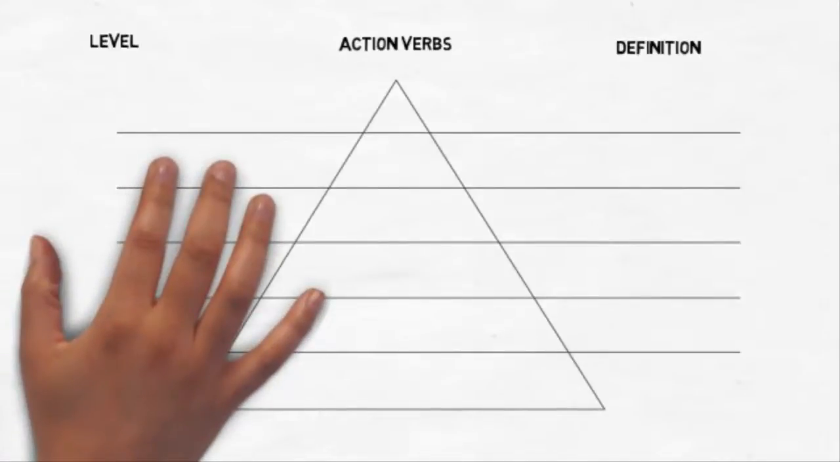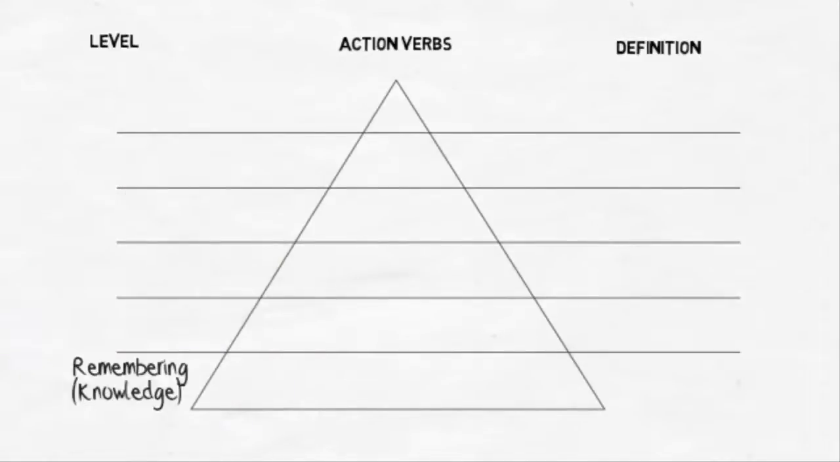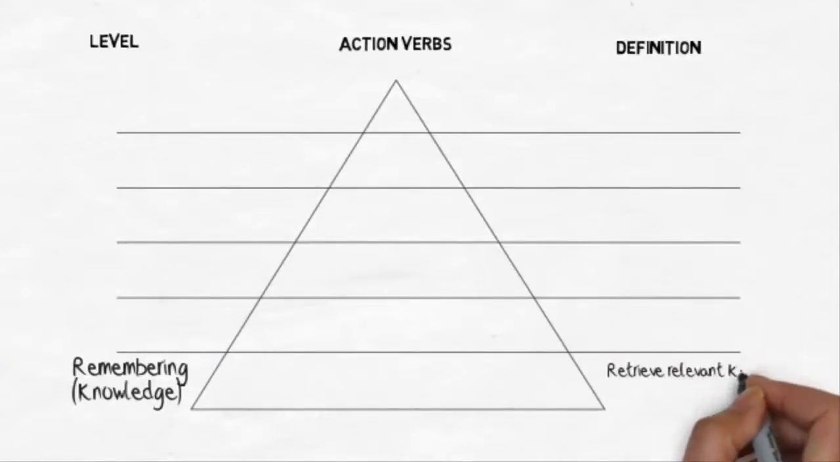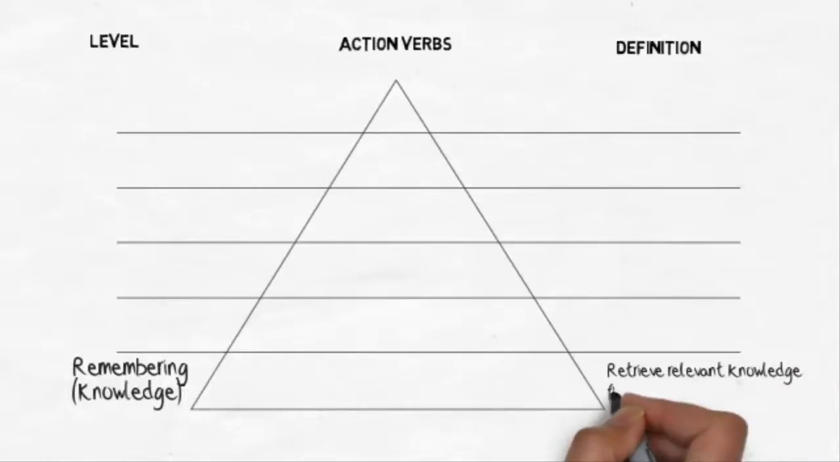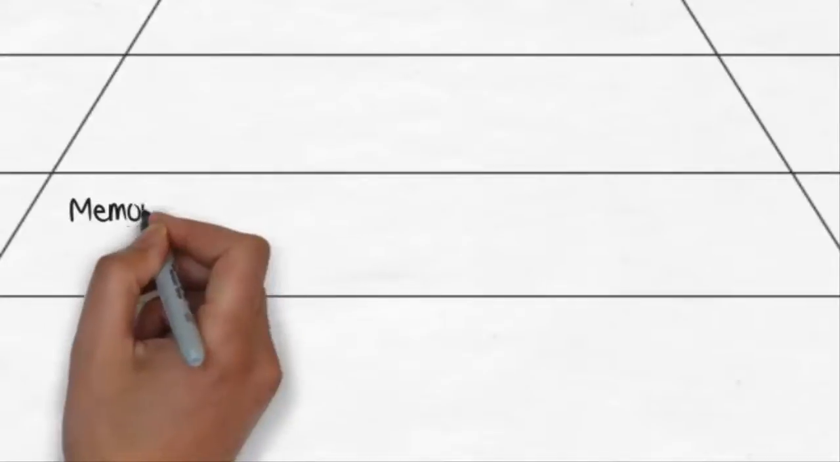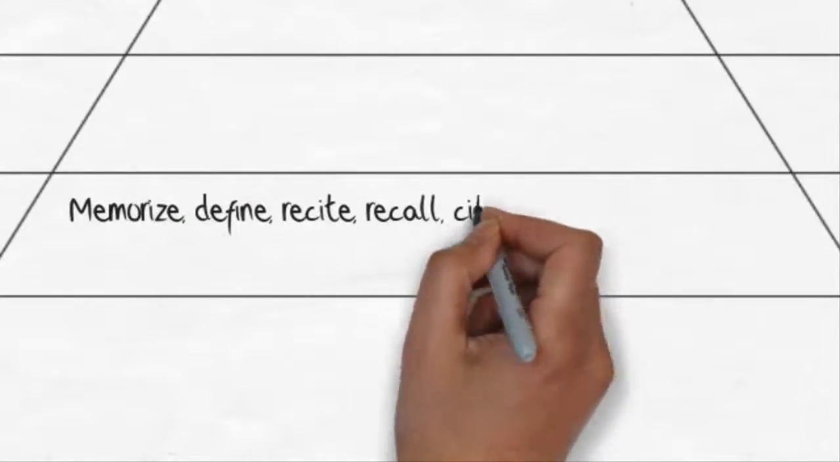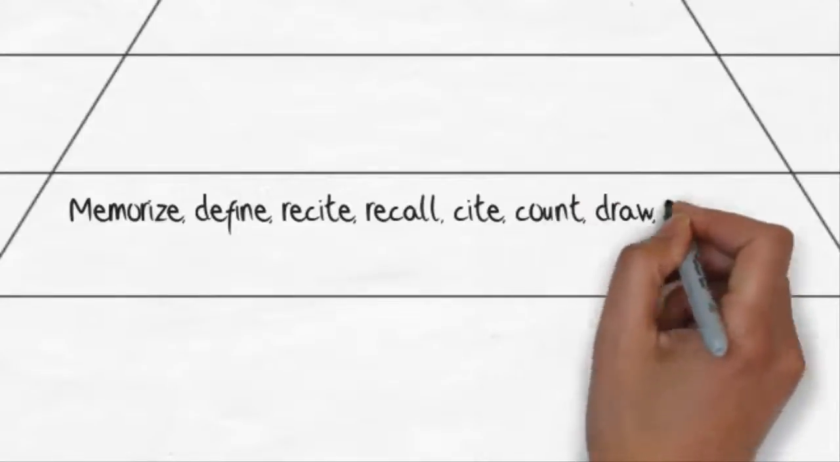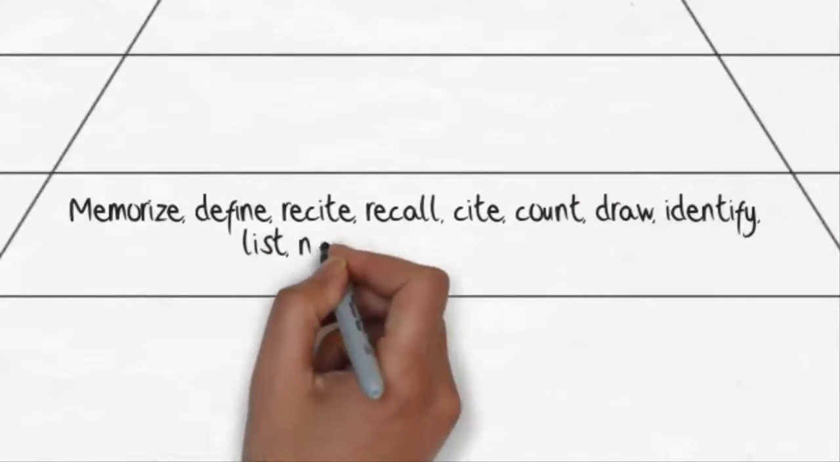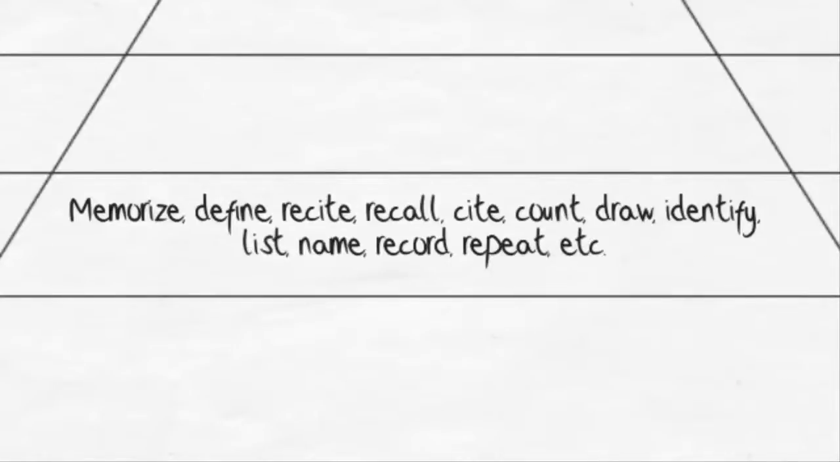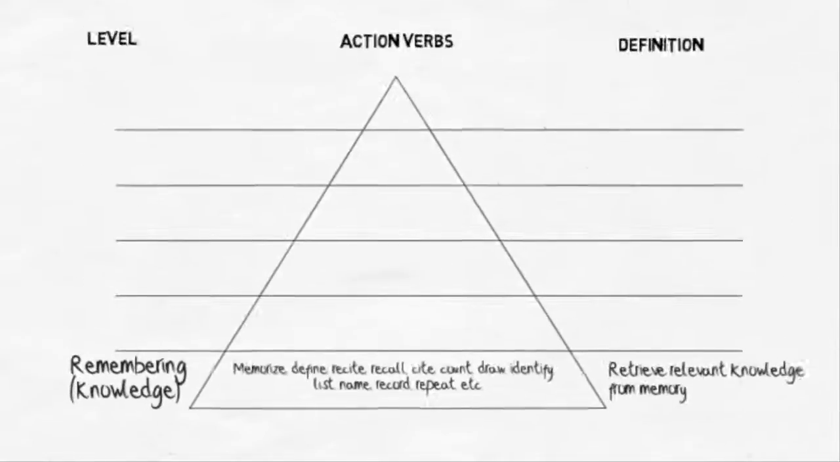Now, the first level is about remembering or knowledge. It's the foundational level of Bloom's taxonomy. It really is defined as the ability to retrieve relevant knowledge from memory. Now, when you look at some of the action verbs, you'll see things like memorize and define, or one of my personal favorites, identify. You'll also see list, name, record, repeat. So these are some of the ones you may use.